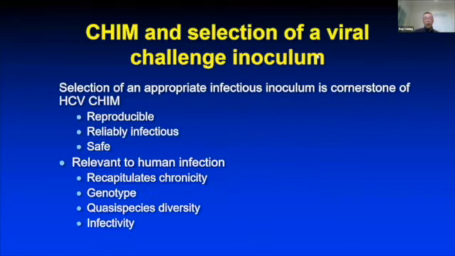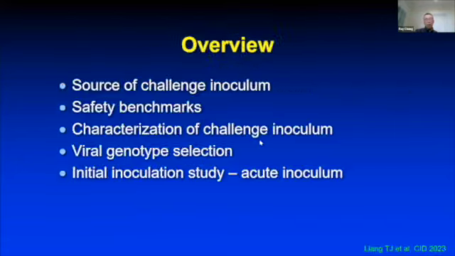So just by way of backdrop, it's certainly critical that we select an appropriate infectious inoculum. It's the cornerstone of a controlled human infection model. It's got to be reproducible, reliably infectious, and of course, above it all, safe. But it also needs to be relevant to human hepatitis C infection. It should, in theory, recapitulate chronicity. It should be a representative genotype. It should harbor the potential for quasi-species diversity, and of course, it should be infectious.